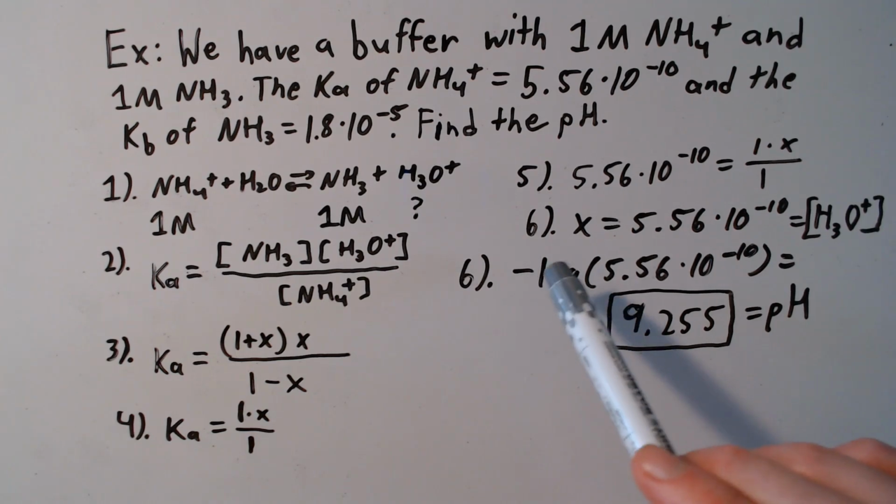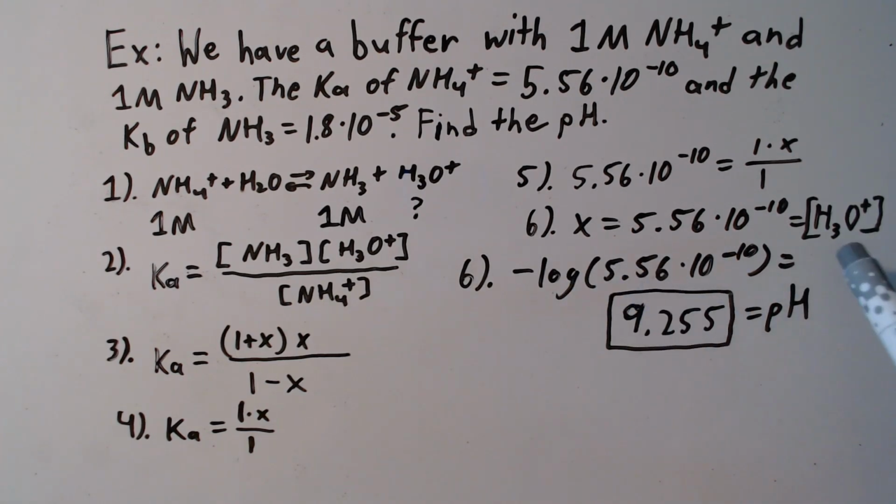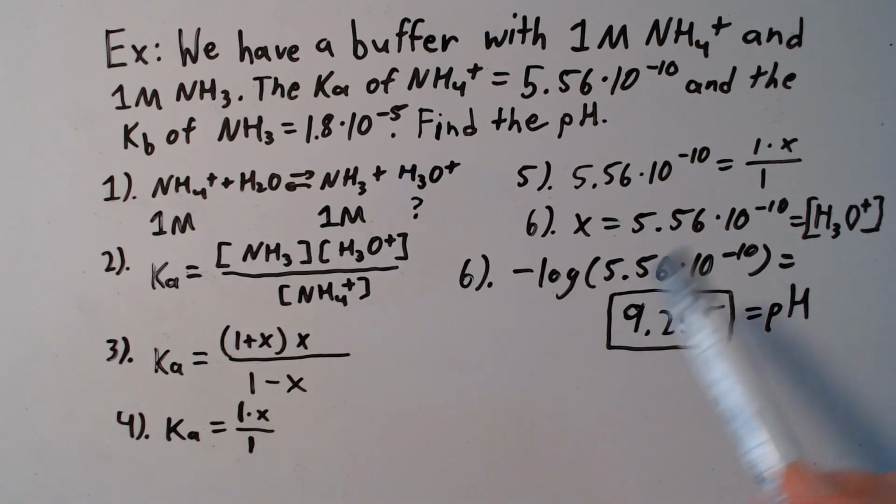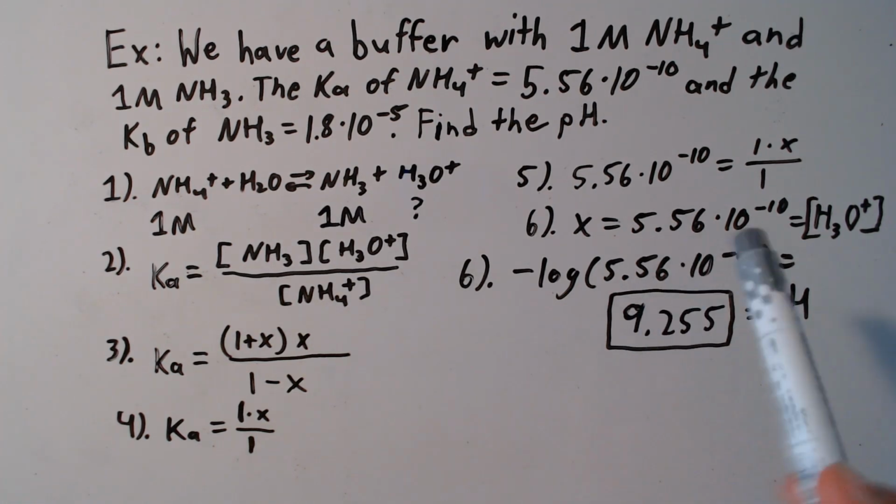Now let's simply take the negative log of this concentration, and boom, we get the pH, 9.255, of the solution. So this is a basic buffer, and it resists changes in pH.